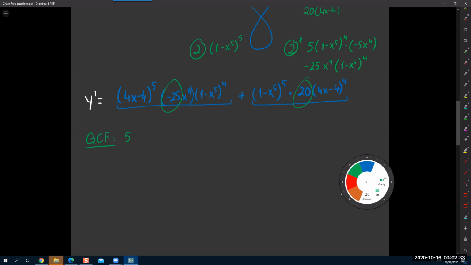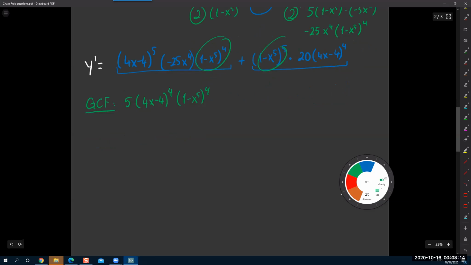How about these? 4x minus 4 in the parentheses to the fifth power and 4x minus 4 in the parentheses to the fourth power. So which one is the greatest common factor? I'm going to aim for the smallest exponent, right? 4x minus 4 to the fourth power. That is right. Yes. All right, how about the next one, which is 1 minus x to the fifth to the fourth power and fifth power in here? I'm going to pick the fourth power. Yes, that's right. Fourth power.